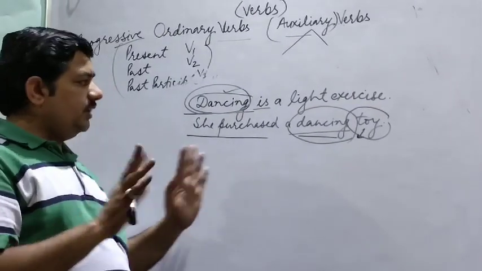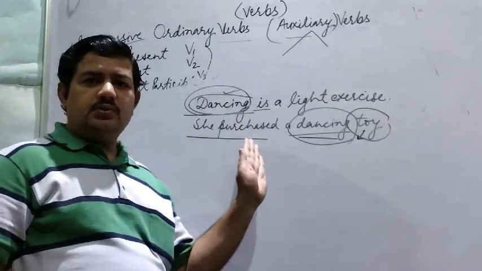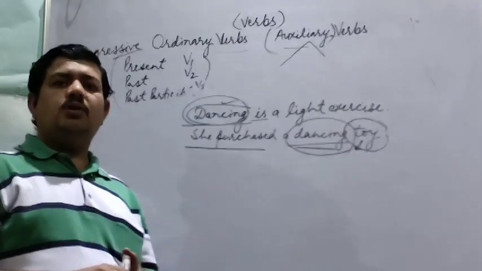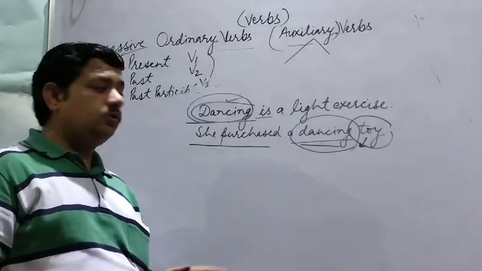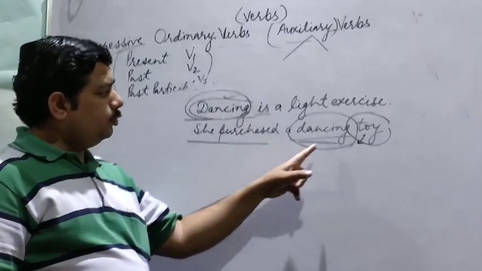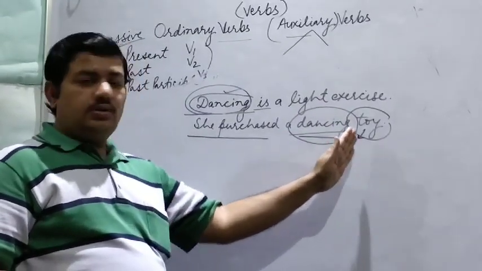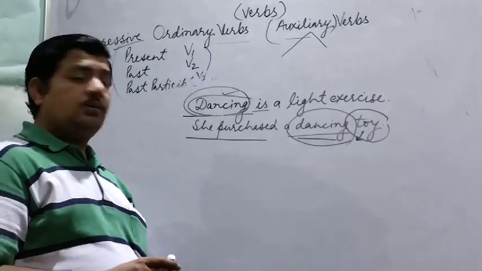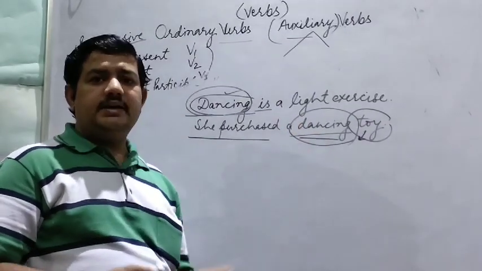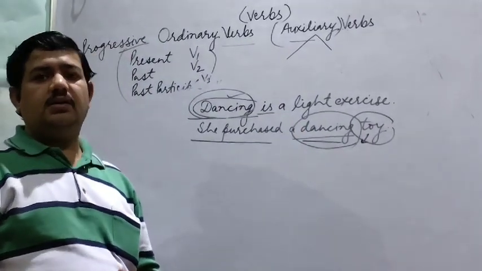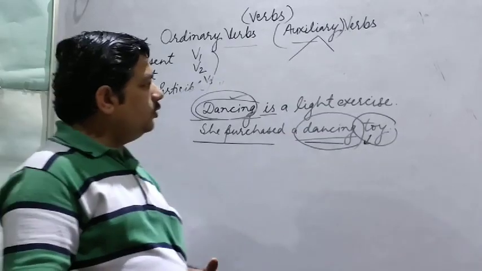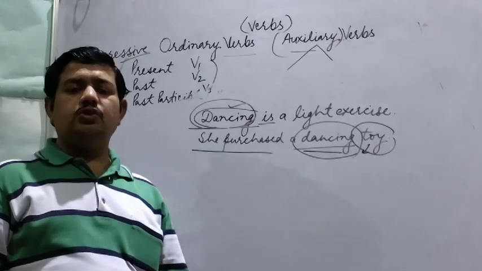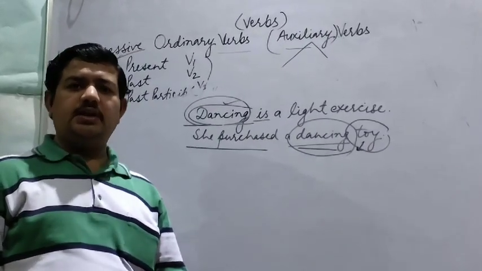So, very simple thing. When you use any ing word independently as a subject or an object, and it does the work of a noun as well as a verb, that is a gerund. And when you find any ing word doing the work of an adjective, that will be treated as a present participle. Clear? In the next video, I'll tell you in detail about the usage of non-finites. Okay, stay tuned for that.